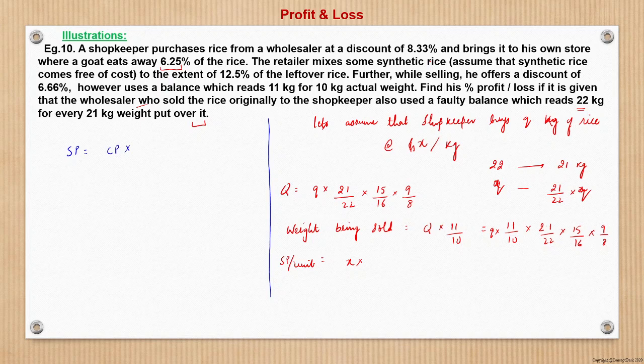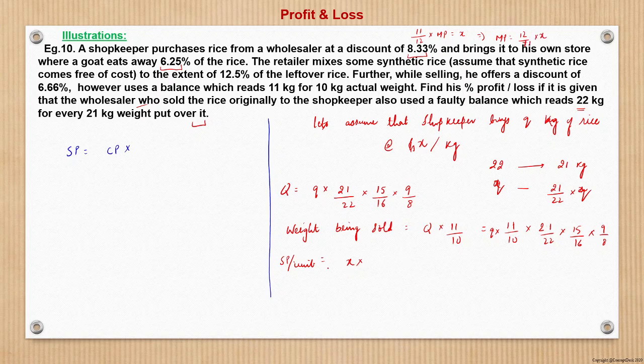Now see what the different impact is. First, CP is X. So what would be the MP, the marked price? The shopkeeper purchases from a wholesaler at a discount of 8.33%. So this means that 8.33 means 1 by 12. So 11 by 12 of MP is X, right? Which is the cost price for the shopkeeper. So we can say MP will be nothing but 12 by 11 of X.